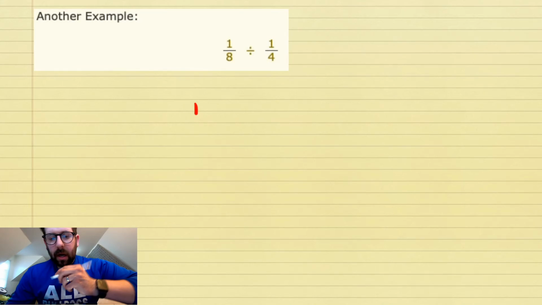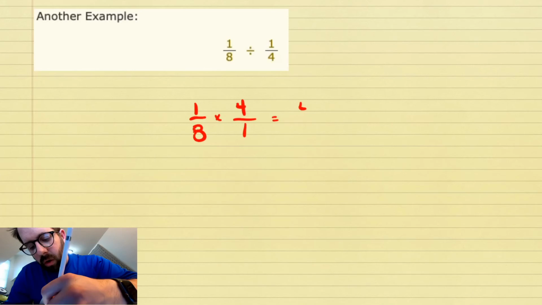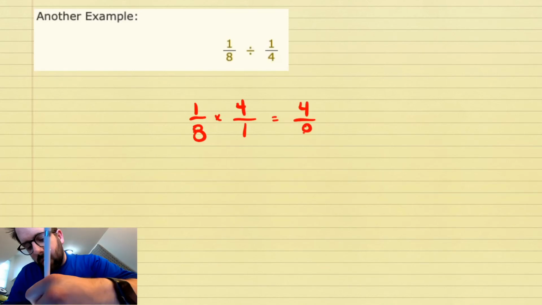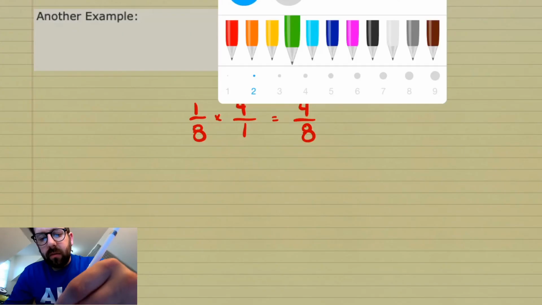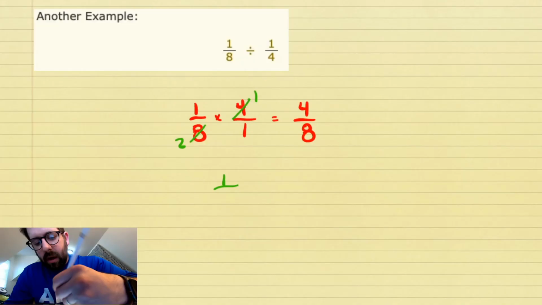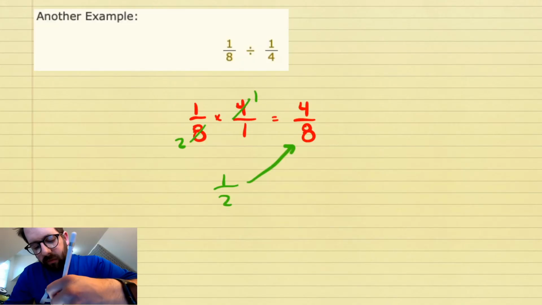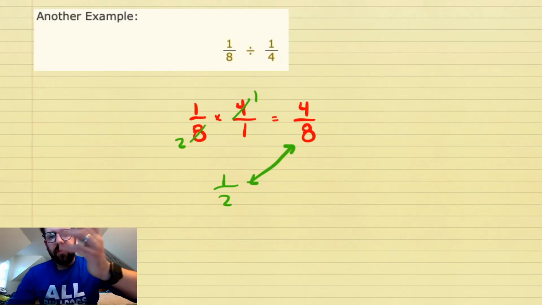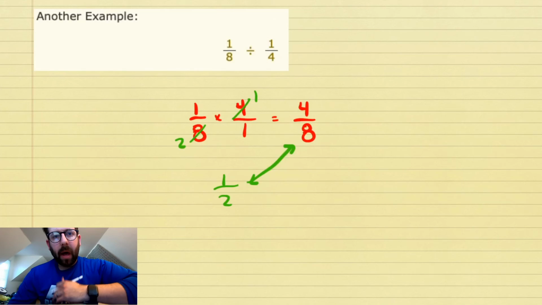Last one, or I guess we got 2 more here. 1/8, I'm going to change it to multiplication, 4 over 1. Go straight across, get 4 over 8. If you want to simplify, you could have done that in the very beginning. I could have divided both of these by 4 to get 2 on the bottom and a 1 up here. Multiply straight across, so we got 1 over 2, which is the same thing as 4 over 8. It's half of a pie, if you will. 4 over 8 versus 1/2.